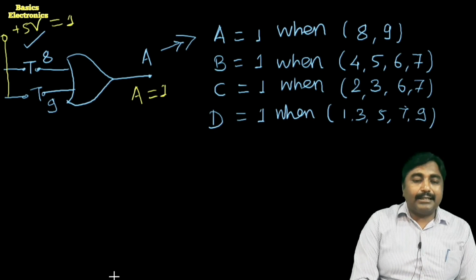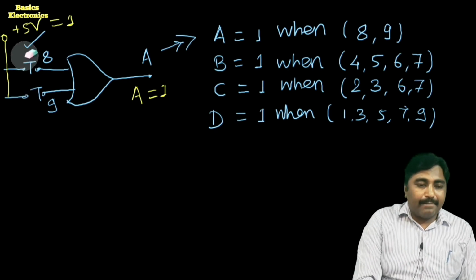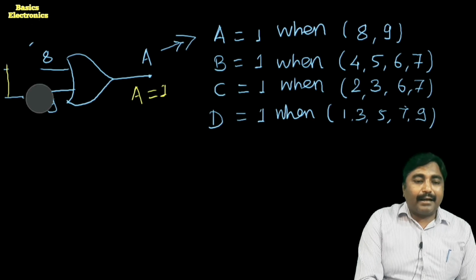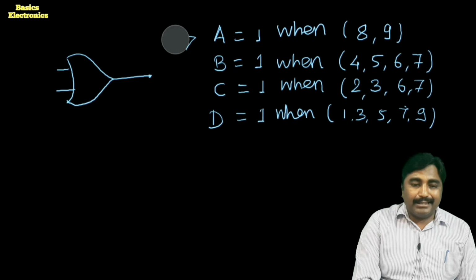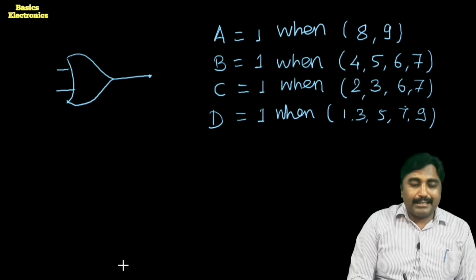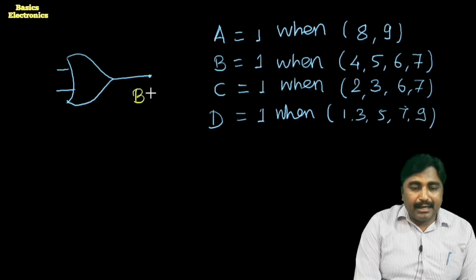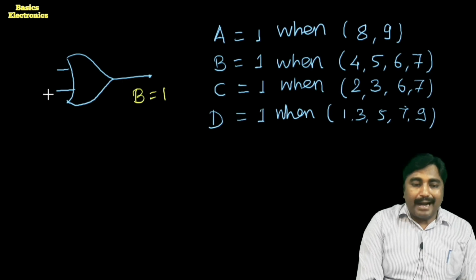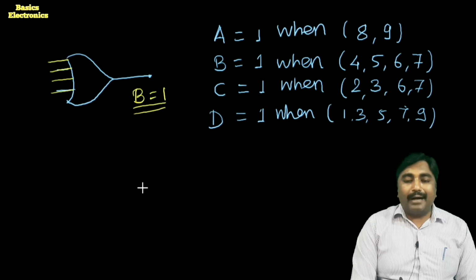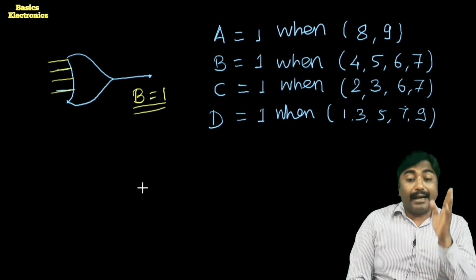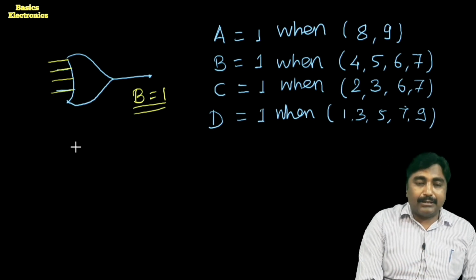Okay, so we consider the second gate. Suppose the gate has the B output, meaning the second output. This is the second gate. B is equal to 1 when the 4 number, 5 number, 6 number, or 7 number is equal to 1. Any one of these is equal to 1.